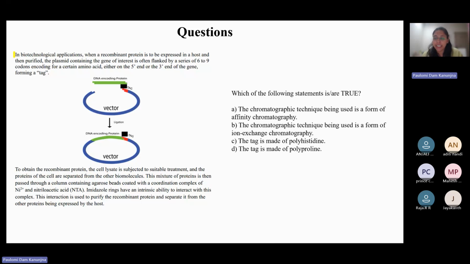Now, I've told you this technique. Now, let me know which kind of affinity it is, and the tag will have more of which kind of amino acid, histidine or proline.